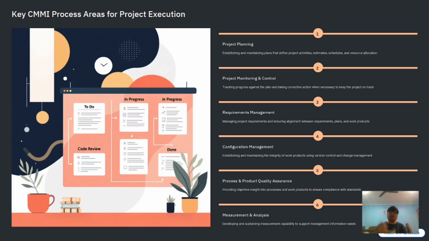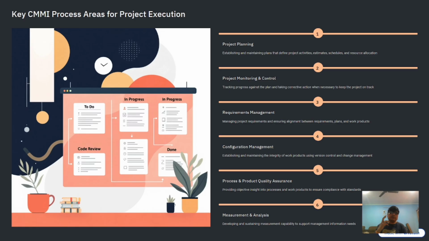Do that in a structured way with CMMI suggested practices. Project monitoring and control. This is also an area where we need numbers to monitor and implement the control areas. Track the progress against the plan and take corrective actions.